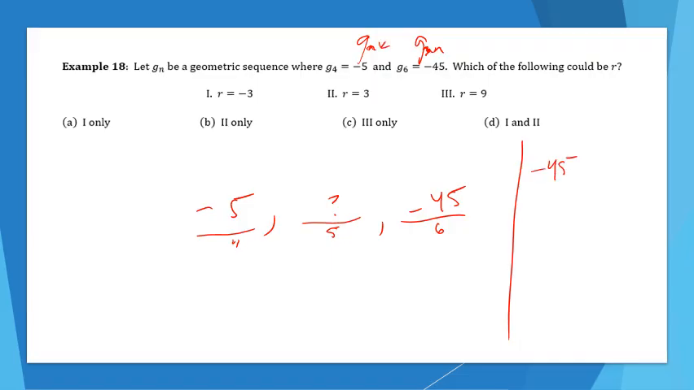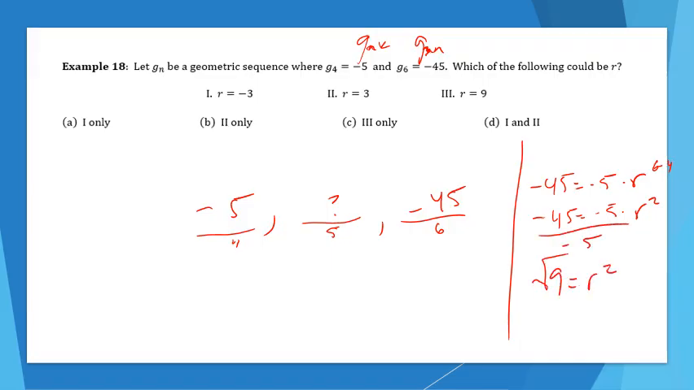So -45 equals -5. Whoops, let me rewrite this. Here we go. -45 equals -5 times r to the power of 6 minus 4, which is just r squared. Divide both sides by -5. You should get 9 equals r squared. And then remember, when you take the square root of any positive number, you're going to get plus or minus 3 equals r. So r should be either positive or -3, so D would be correct.